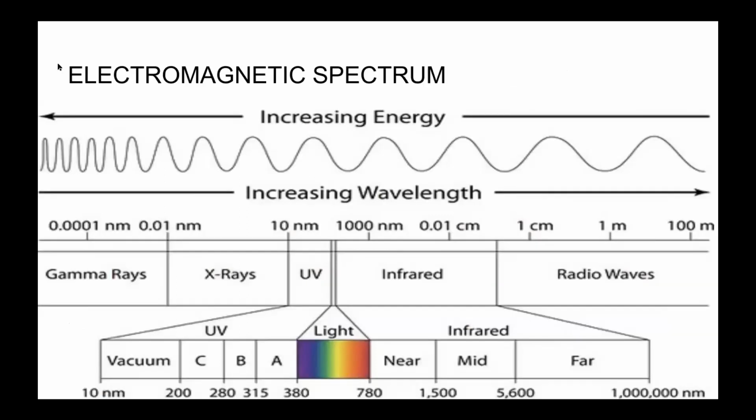So here's a diagram of the electromagnetic spectrum, starting way down here with gamma rays and then going all the way up to radio waves. And in the middle, the only part that's in color is the visible light, and that's what we see. And when you were in elementary school, you learned about Roy G. Biv, the colors of the prism or the rainbow.